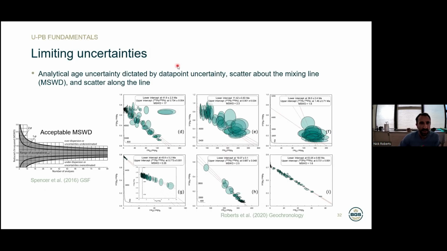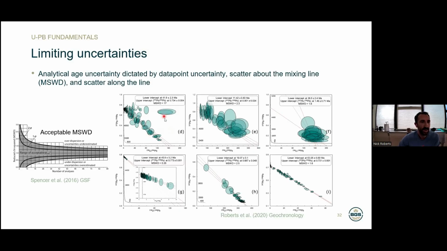So what does limit the uncertainties and what does limit our age resolution? The analytical age uncertainty is the uncertainty we get from plotting a regression and not worrying about systematic uncertainty. It's going to be dictated by the data points themselves. Each of these ellipses is one spot, and the size of those ellipses is going to relate to the signal that we measure in the mass spec. So giving more signal gives a smaller ellipse. But if you've got a varying signal throughout that 30 seconds of ablation, you're also going to increase the uncertainty. Then there's the scatter about the line, the regression. In geology, we tend to use MSWD.